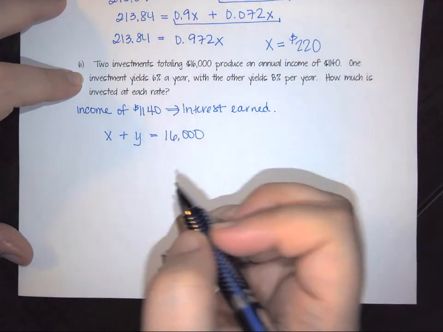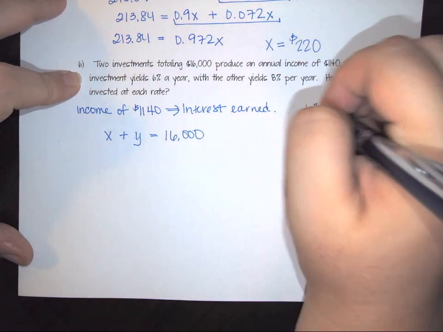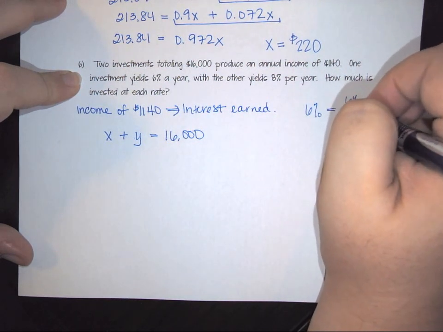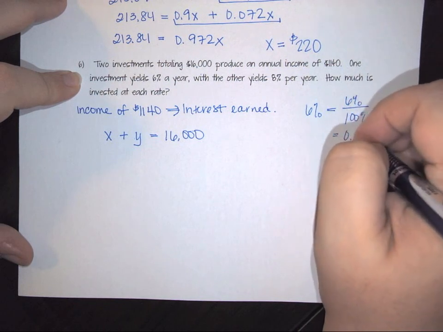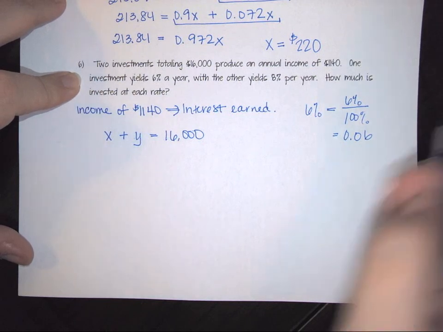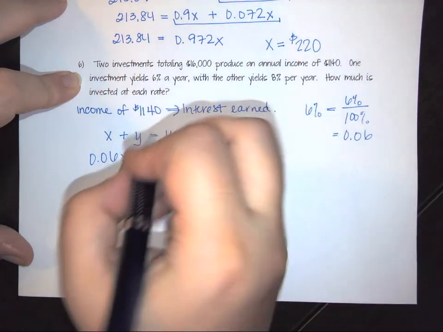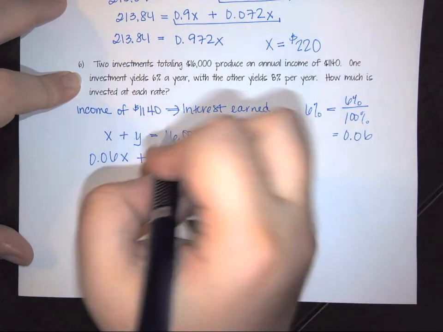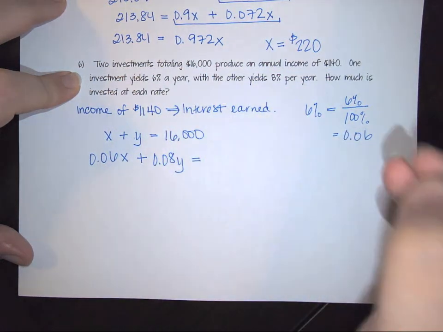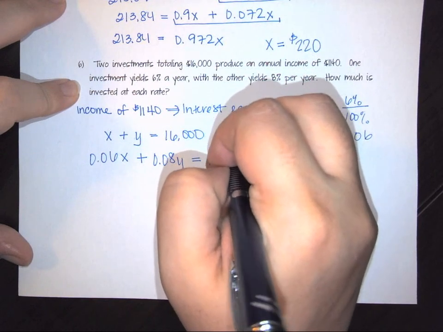So 6% as a decimal, you're going to take your 6% and divide it by 100%. So this gives you 0.06. Okay, so mini lesson in converting your decimals. So here I have 0.06x, and the other yields 8%, so 0.08y, and the total together would be my interest earned, $1,140.